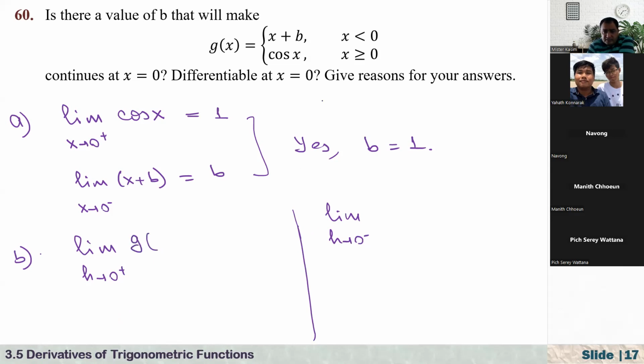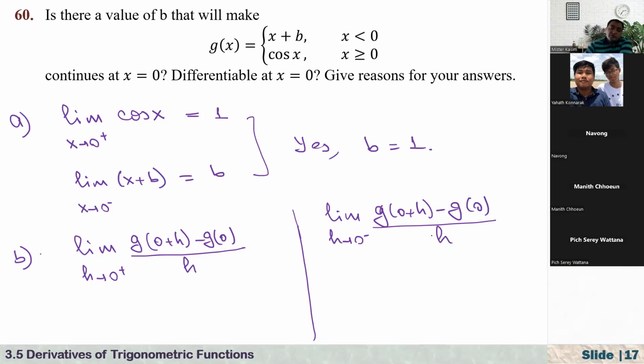So we have to evaluate g at 0: that is g of 0 plus h minus g of 0, over h. And also here we have g of 0 plus h minus g of 0, over h. We have to evaluate these limits. If the right-hand limit and the left-hand limit are equal to each other, then we say that the limit exists, because at a single point I cannot evaluate using only a single expression here.